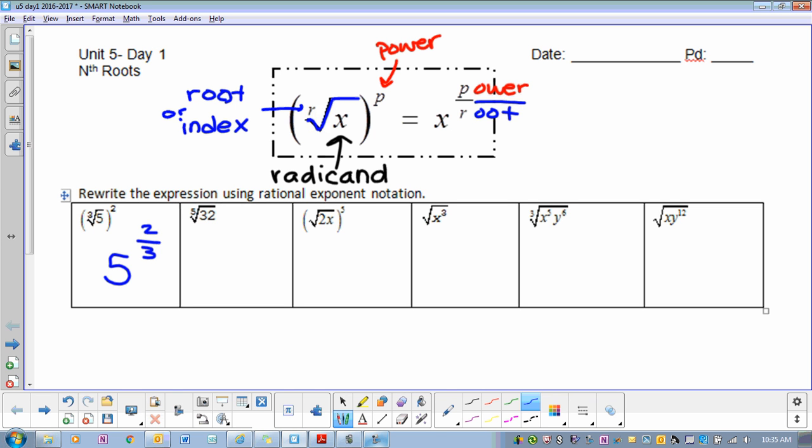All right, let's look at the next one. 32 to the, what's the power on this 32? There isn't anything written there, so what would the power be? 1. Good. 1 over, what's the root? 5.